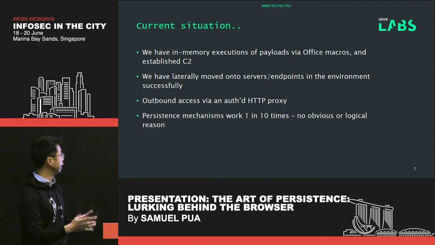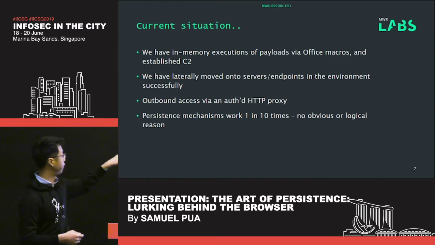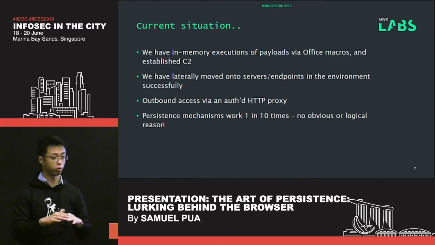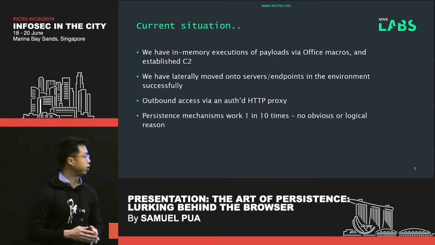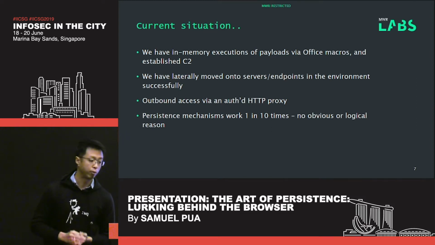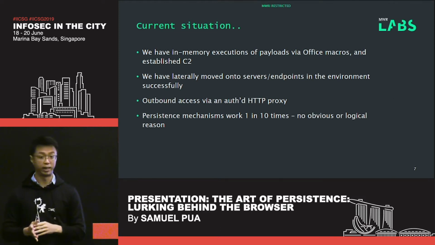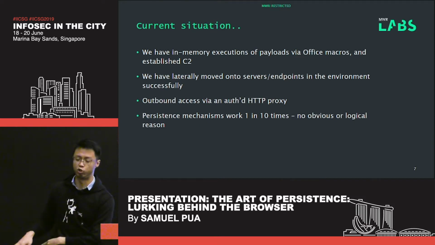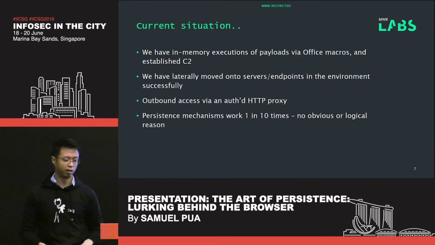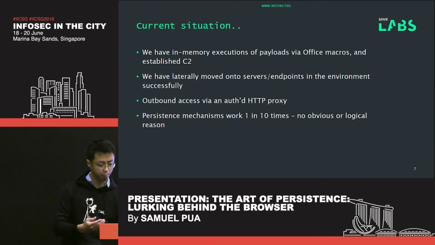So interestingly, as I was saying, we have an in-memory payload, and we have laterally moved into the endpoint. We have managed to get around, and we have outbound network access via an authenticated HTTP proxy. But what was happening is that persistence mechanisms were working 1 out of 10 times. So we knew something was blocking us, but it was terrible at its job anyway. It worked 1 out of 10 times, and we were able to get an in-memory payload.